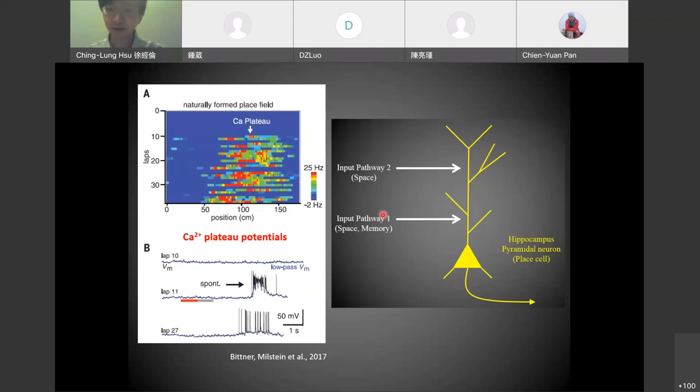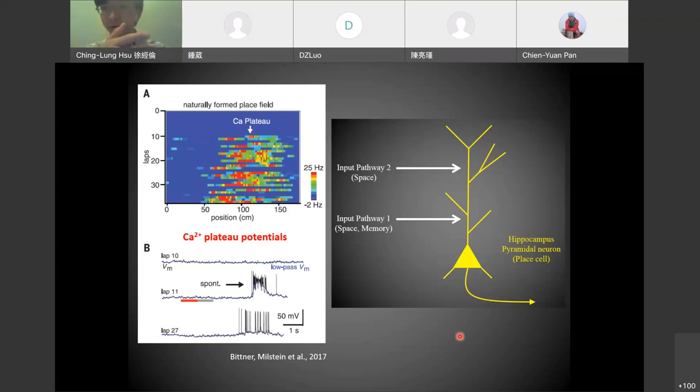So the different upstream areas can provide input that is coordinated or processed by synaptic or dendritic processing procedures, and therefore provide a nonlinear mechanism to trigger the potentiation of synapses. And it potentiates or strengthens the synapses that are active at the same time when the plateau occurs. So when the animal comes to this place, the plateau occurs, and then the synapses activated at this place are potentiated, and therefore turn the silent cell into a place cell and encode for that position.